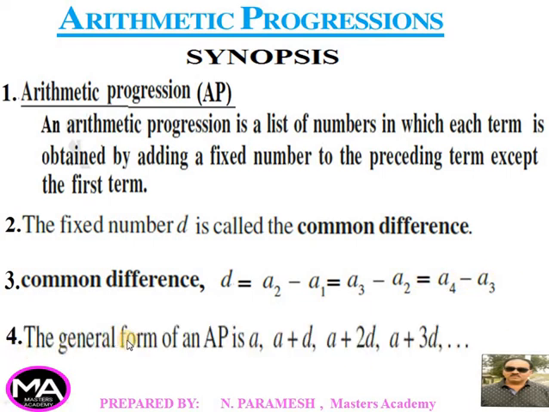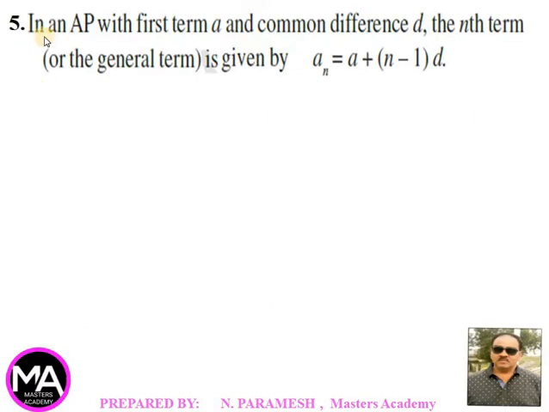Fourth point, the general form of an arithmetic progression is a, a plus d, a plus 2d, a plus 3d, and so on. Fifth point, in an arithmetic progression with first term small letter a and common difference d, the nth term or the general term is given by an is equal to a plus (n minus 1) into d.